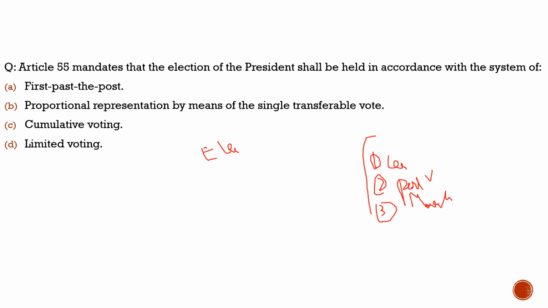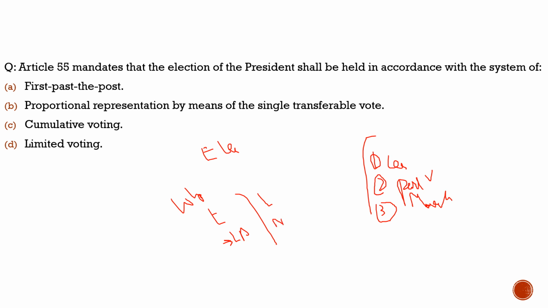Then we discussed the manner of election, as discussed under Article 54 of the Constitution: the president shall be elected by the members of an electoral college. We saw who the members of the electoral college are. They are the elected members of both houses of Parliament, and the elected members of the legislative assemblies of the states and UTs, if UTs have them. The members who are not part of it are the elected members of the legislative councils of the states and the nominated members. They are not part of this electoral college.